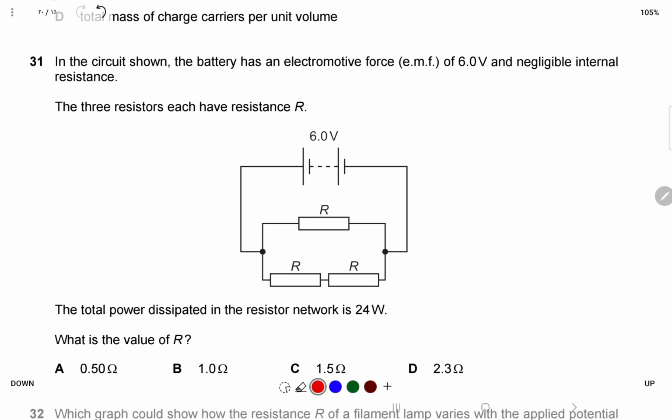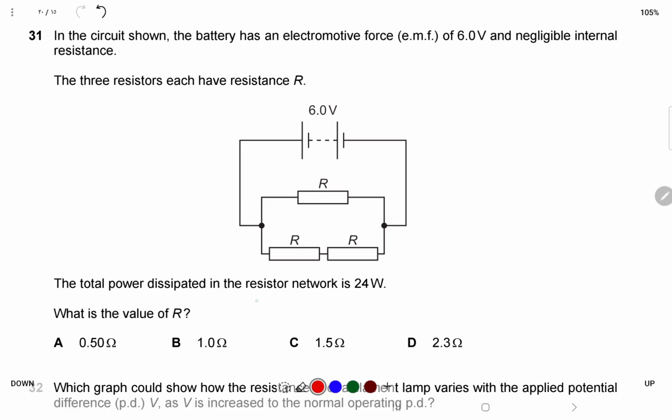In a circuit shown, the battery has an electromotive force EMF of 6 volts and negligible internal resistance. The 3 resistors each have resistance R. Total power dissipated in the resistor R in the resistor network is 24 watts. What's the value of R?